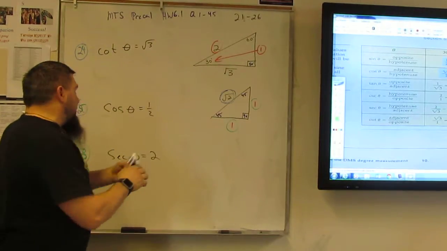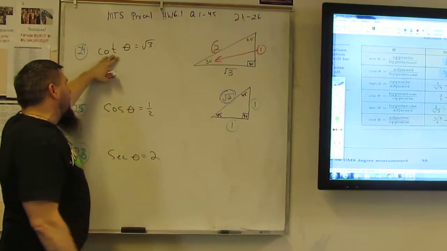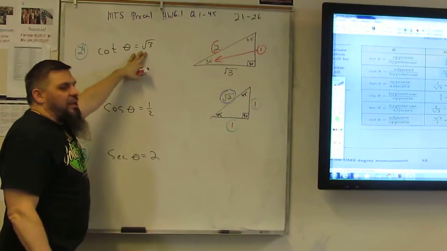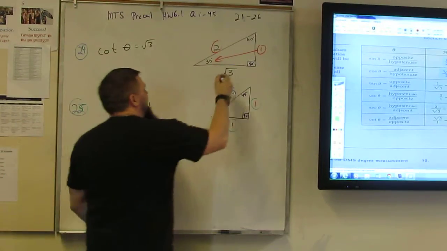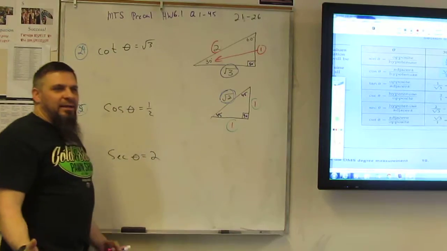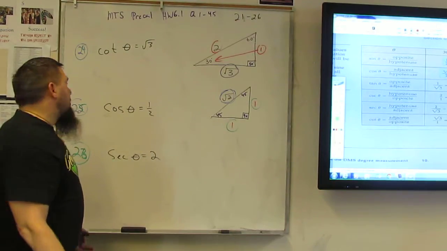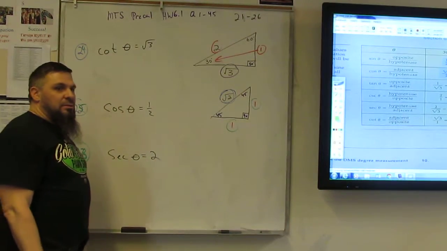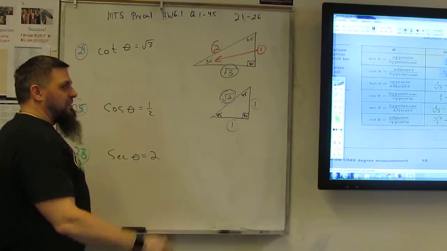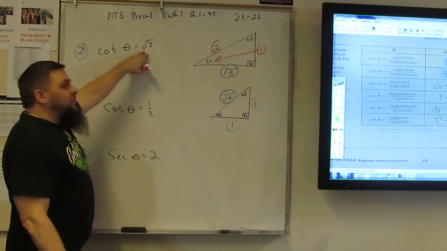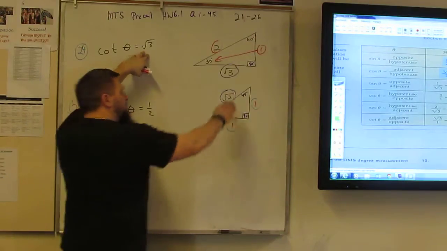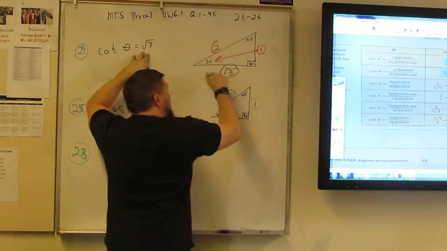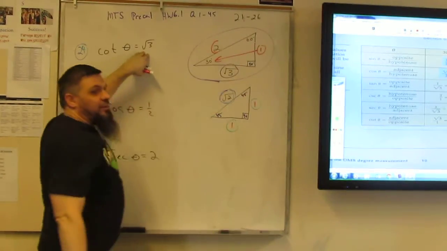So we want to look at these things. We want to look at this and go, oh, square root of 3. Well, holy cats, that looks like this guy right here, doesn't it? So square root 3 goes with square root 3. So I'm going to try to use this triangle.